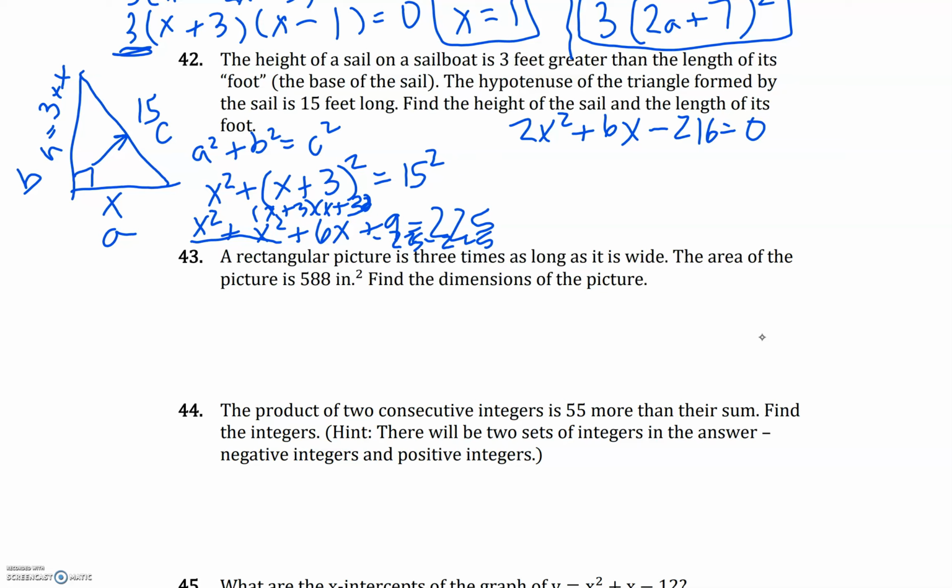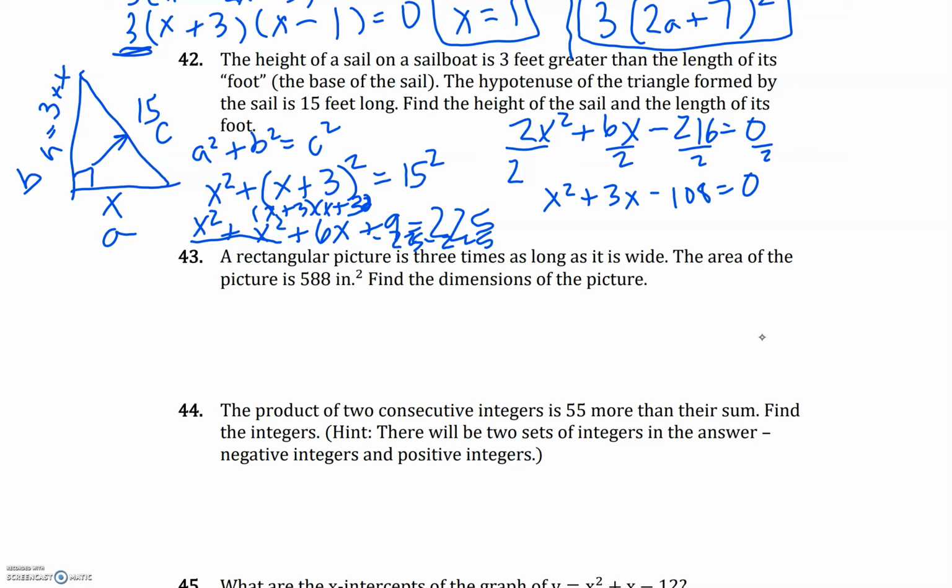They are all divisible by 2, so I'm going to divide everything by 2. Let's do it that way. So I have x squared plus 3x minus 108. Because I did it on both sides, the 2's have disappeared. 0 divided by 2 is just 0.